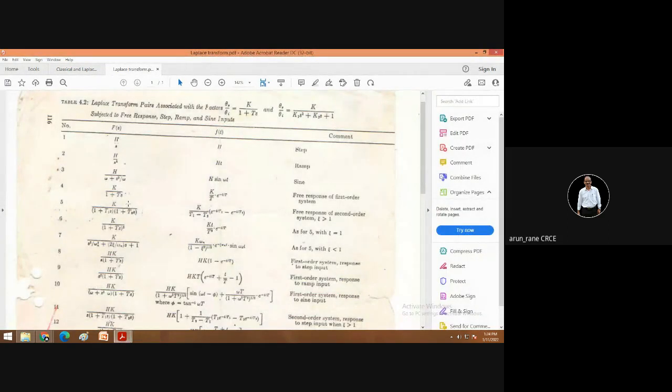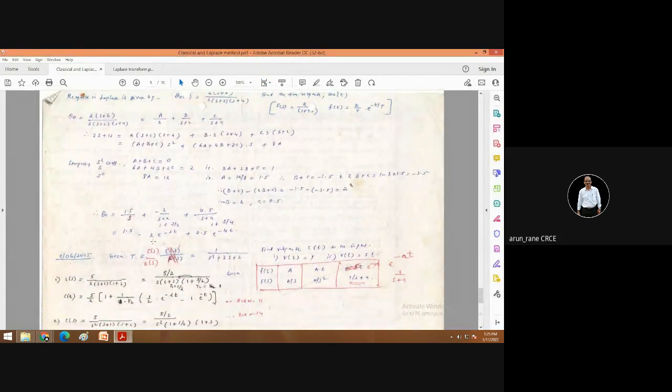and then you can apply that formula, that is Laplace inverse of, that is rule number 4. Laplace inverse of k upon 1 plus ts is nothing but k upon t e raised to minus t upon t. And you will get this answer.